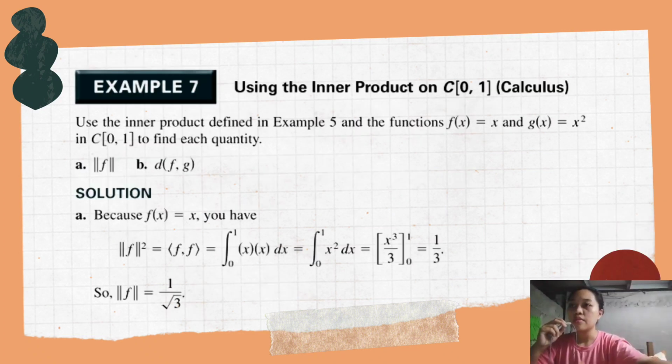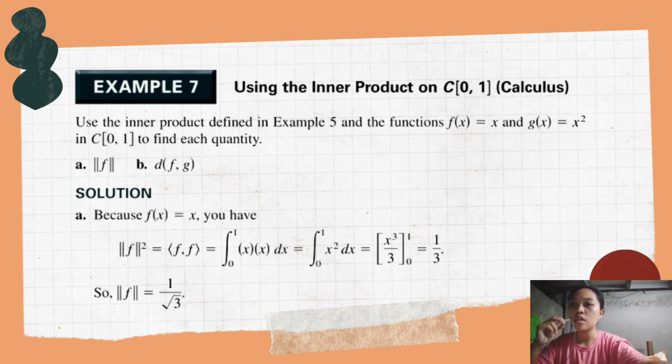In example 7, we are going to solve using the inner product of C of 0 and 1, and the given functions are f of x equal to x and g of x equal to x squared. So in letter A, we're going to find the norm or the length of the vector within the vector space. Since f of x is equal to x, we can rewrite the formula for finding the length into the norm squared of f, which is equal to the inner product of the vector with itself.